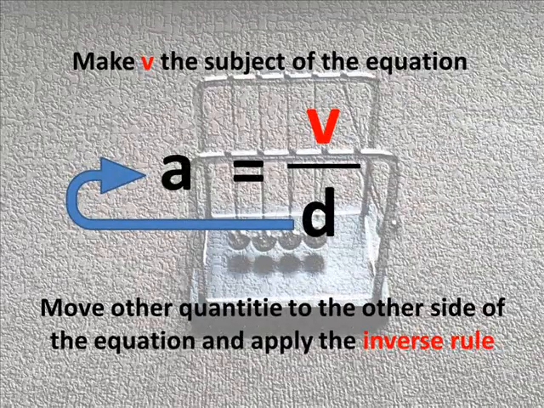The first formula equation we have has three quantities to it. Notice that the one that we want is called the subject. It's on the right hand side at the top. Now, in order to make V the subject, we're going to have to move D to the other side and use what's called the inverse rule.